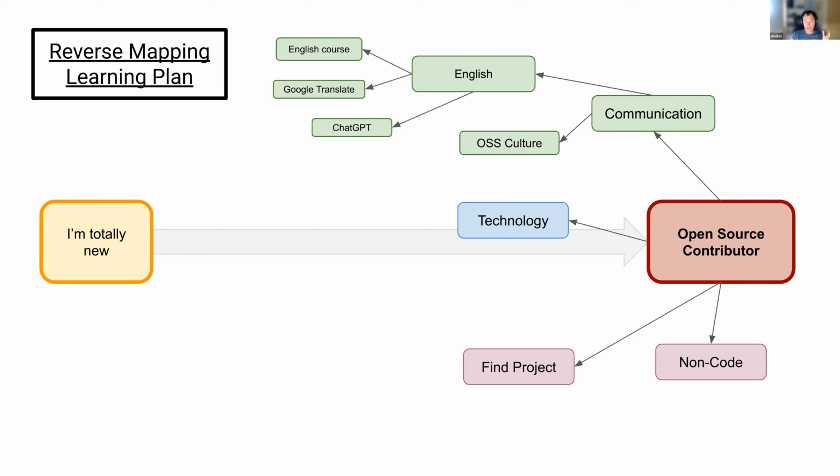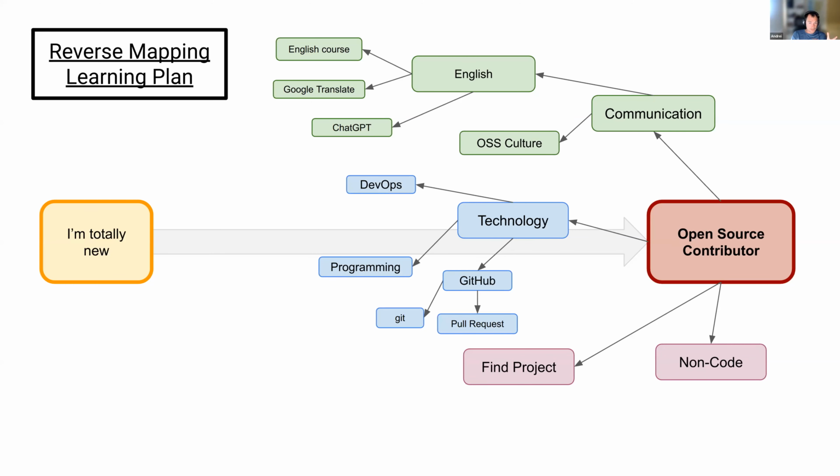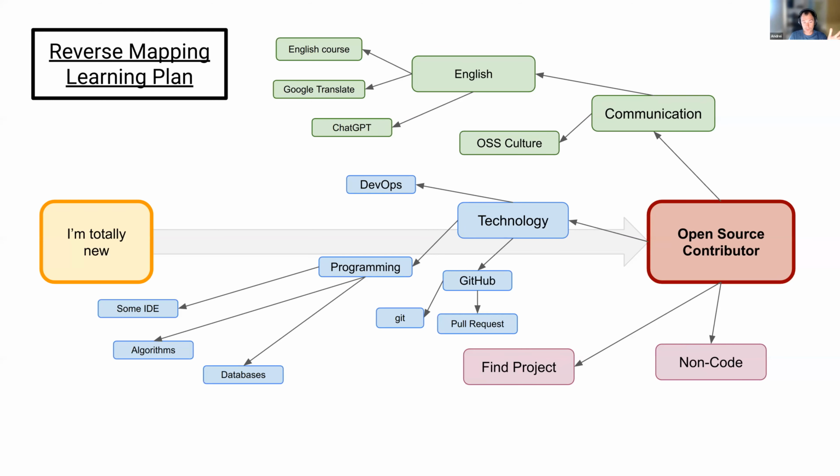Now, there is some technology to learn, and technology would mean to master GitHub with its basics, to learn programming and DevOps. With GitHub, you would need to learn Git, because GitHub is built on top of Git. You will need to learn to build pull requests. Let's continue. To learn programming, you would need some IDE, a development environment, the program where you write the code. You would need to learn algorithms, maybe databases.